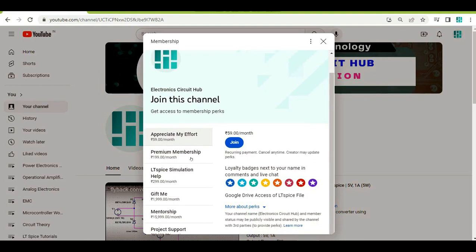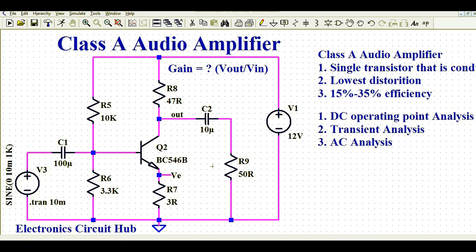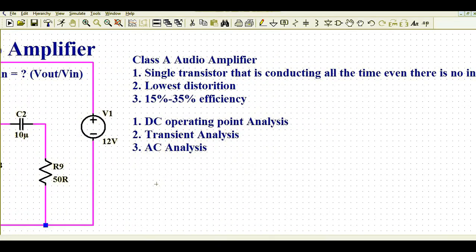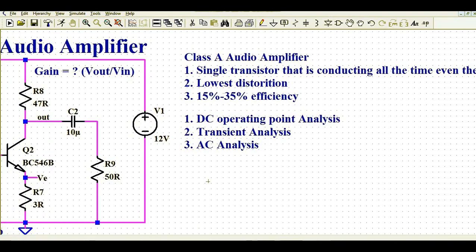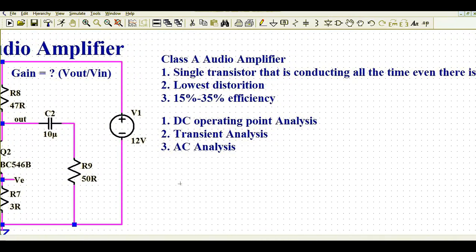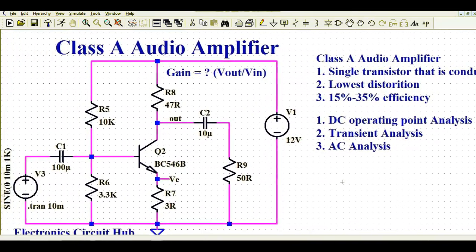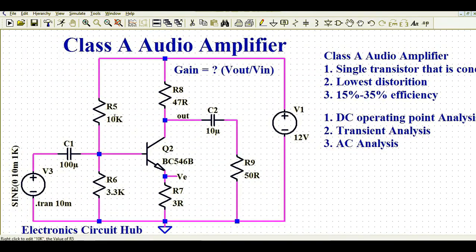So let us understand what is the Class A audio amplifier. In a Class A audio amplifier you can see in this circuit a single transistor that is conducting all the time even if there is no input present. You can see here, since this is a DC biased circuit. Class A amplifier has lowest distortion and it has 15 to 35% of efficiency.